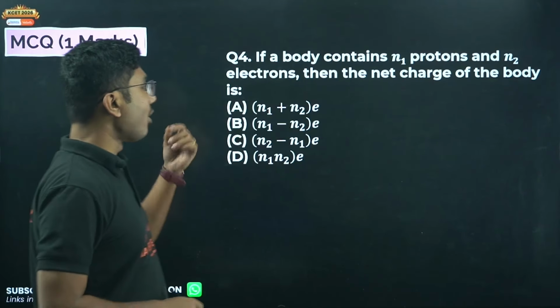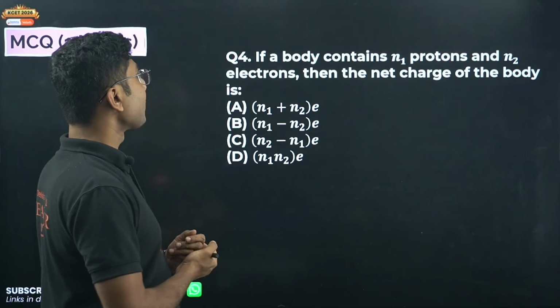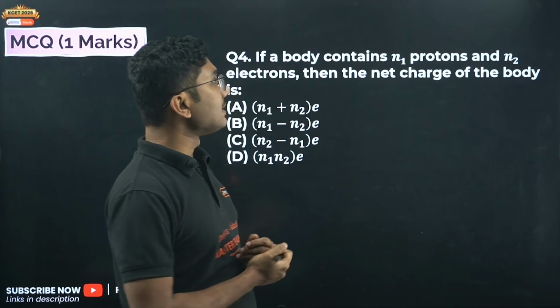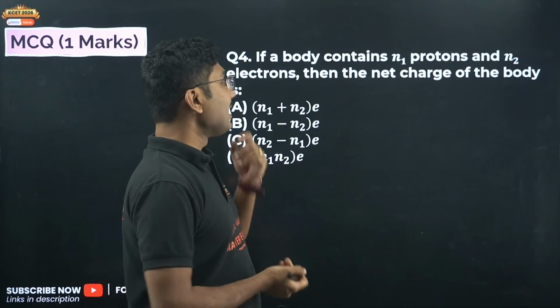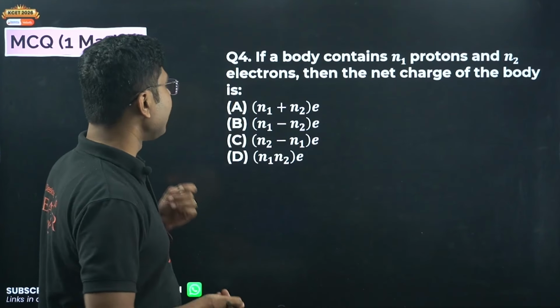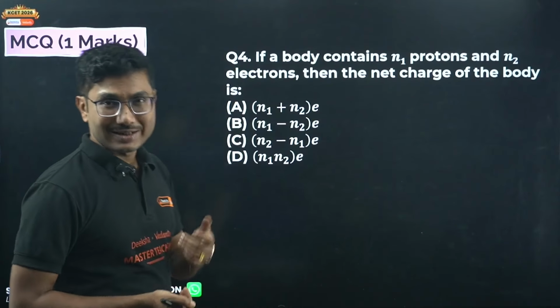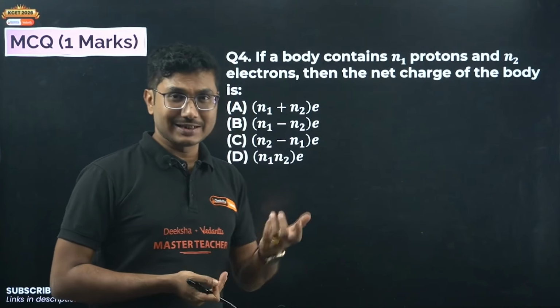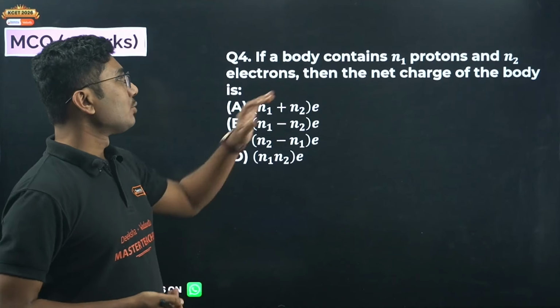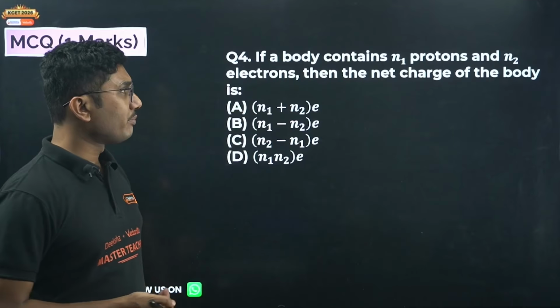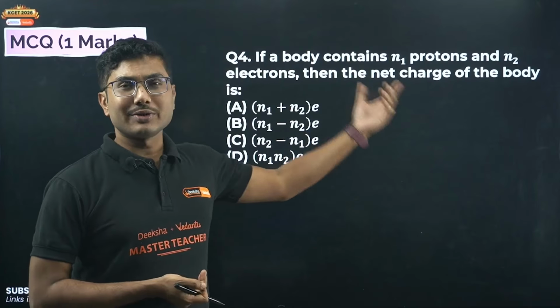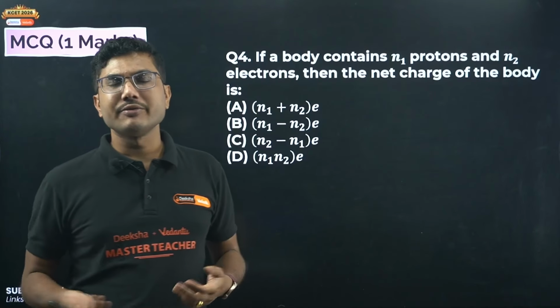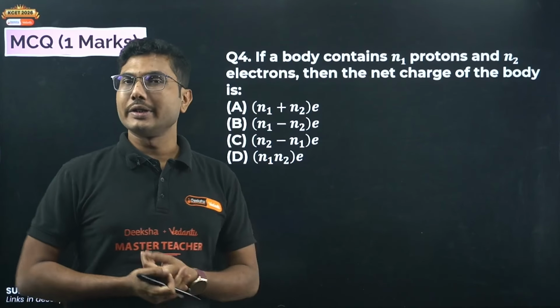Now let's move on to the questions. If a body contains n1 protons and n2 electrons, then the net charge of the body is. Very interesting question. This is from this year's model question paper. The body contains n1 number of protons and n2 number of electrons. Now you might say, sir, which one is bigger, which one is smaller is not given. How can I calculate the net charge?